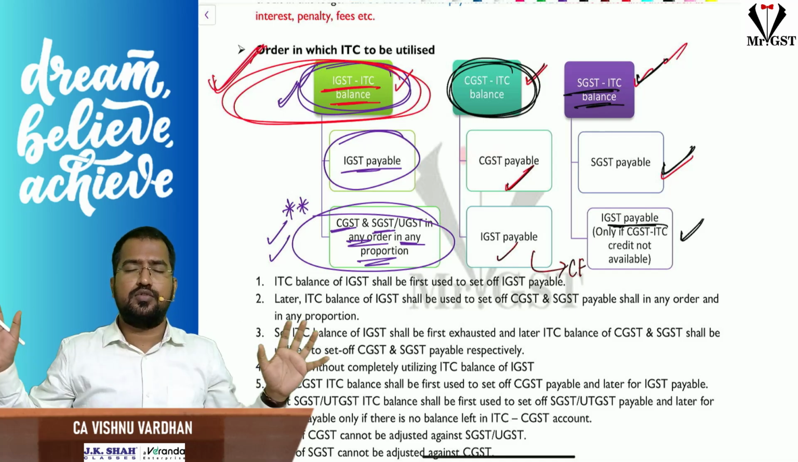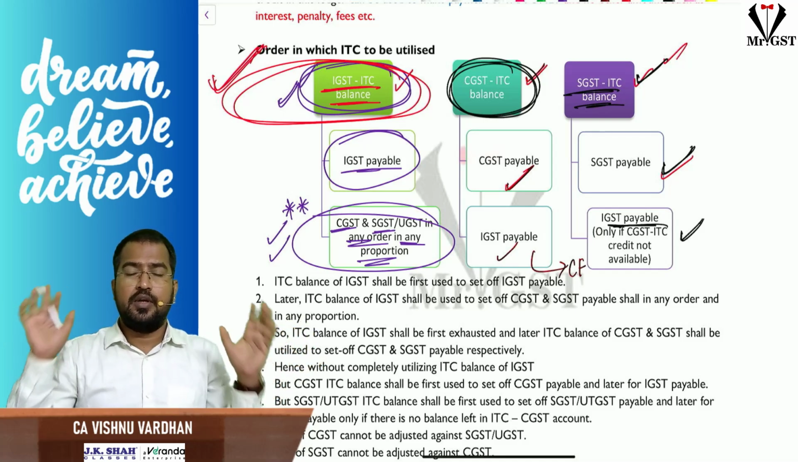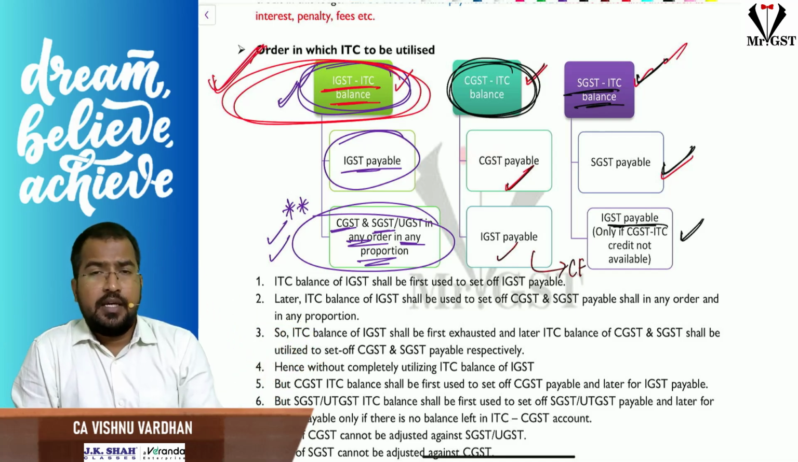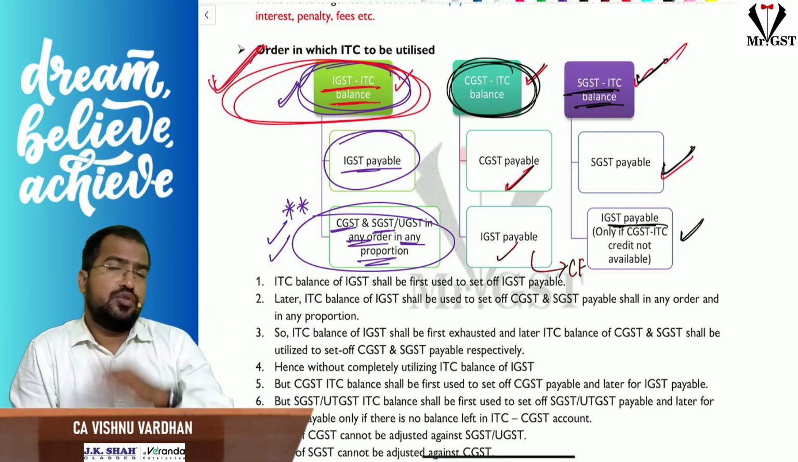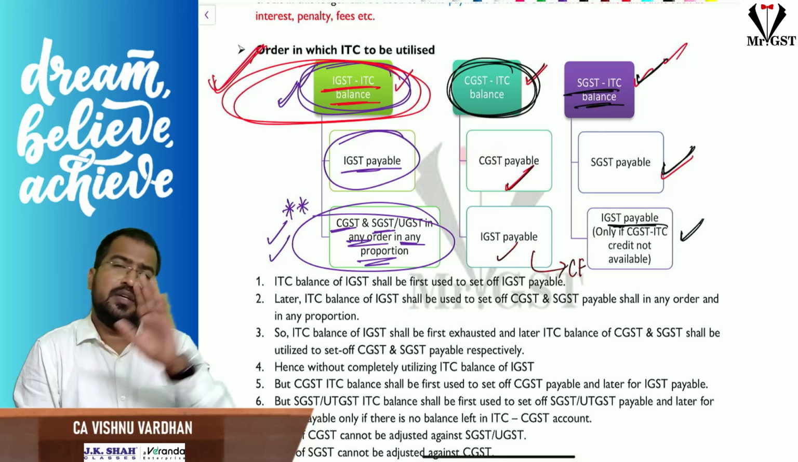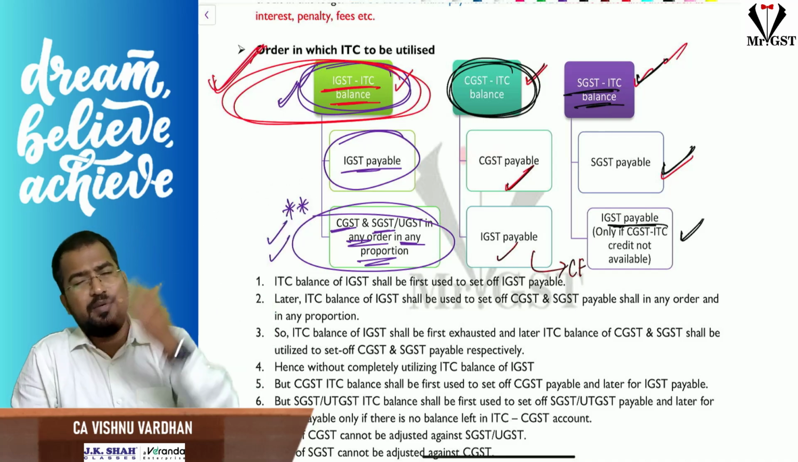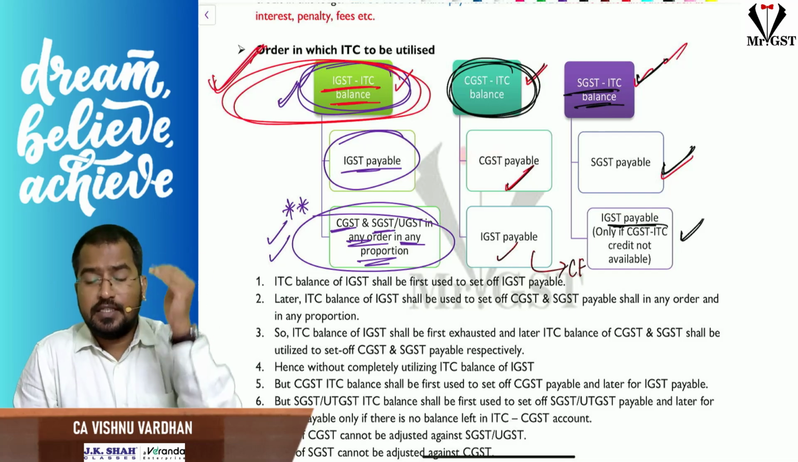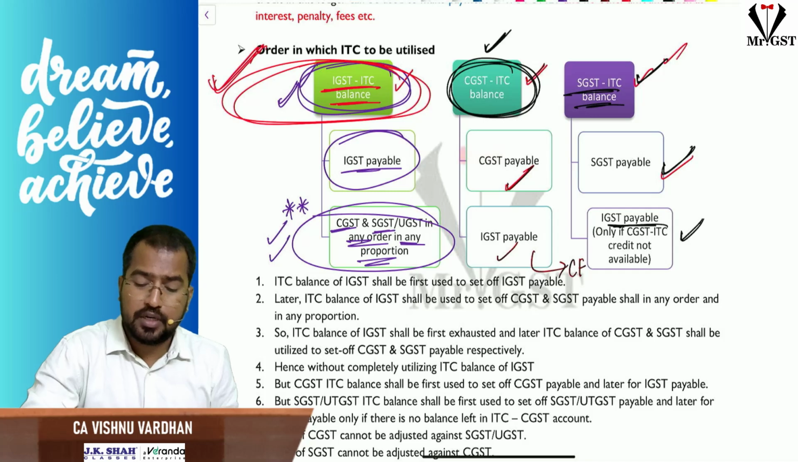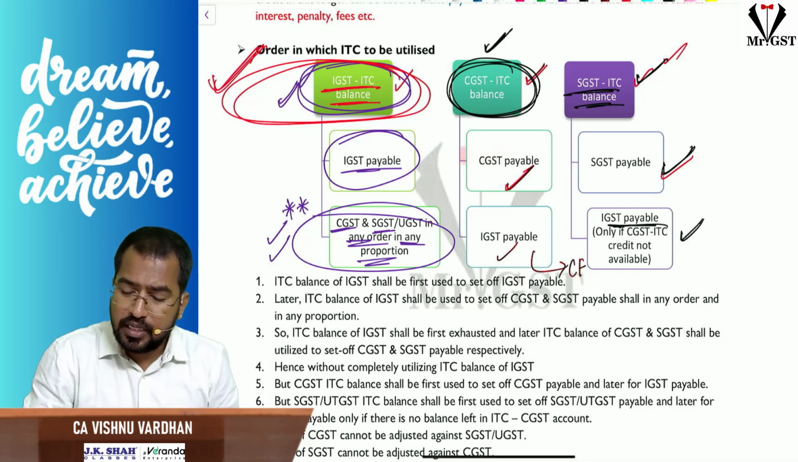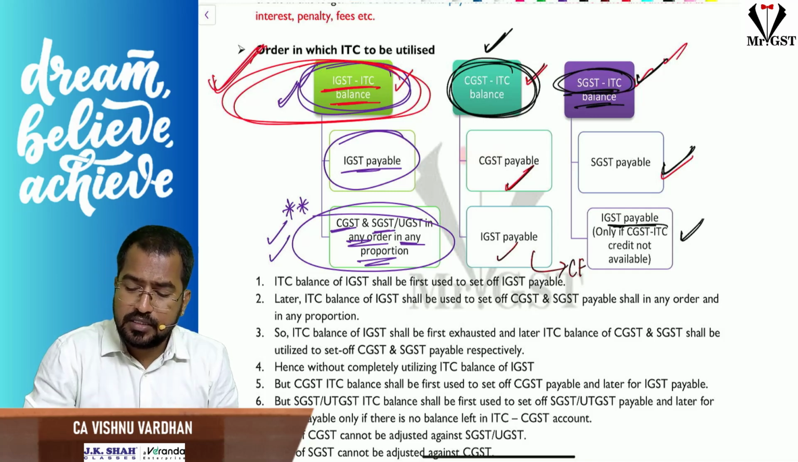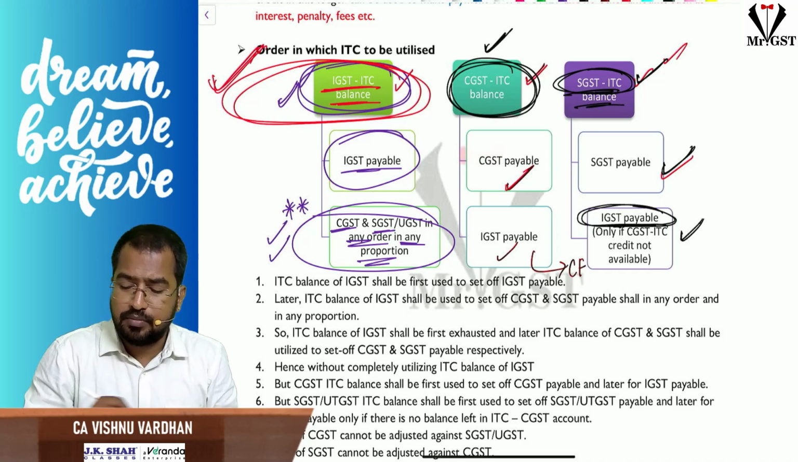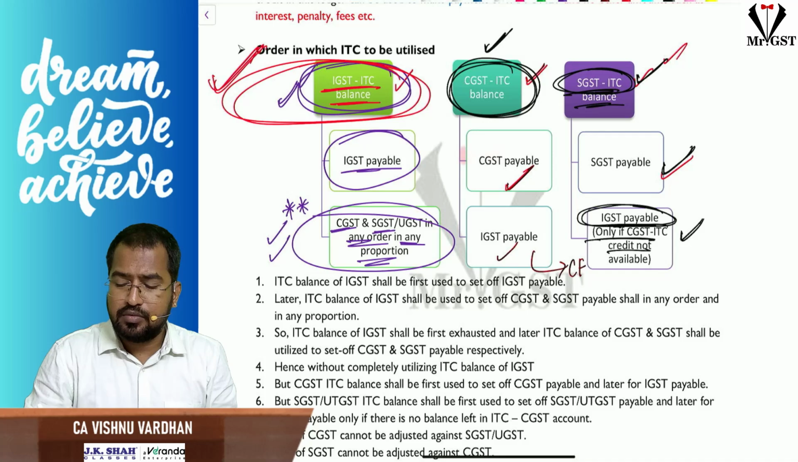First listen to the rules properly, then we'll see the problem. I repeat, IGST payable is there. Who should help IGST payable first? IGST ITC balance would have helped, it became 0. Then CGST should help. If CGST ITC balance is not there, then only SGST ITC balance can help this IGST payable. So that is what we are discussing here.